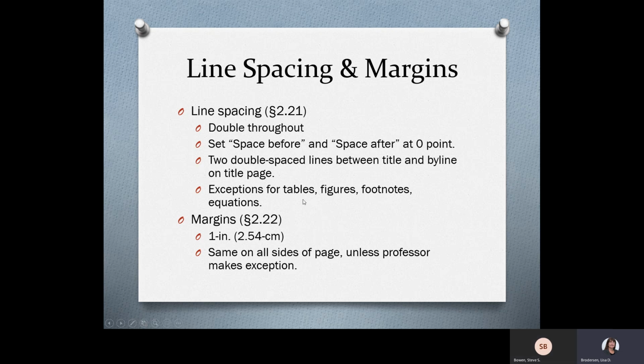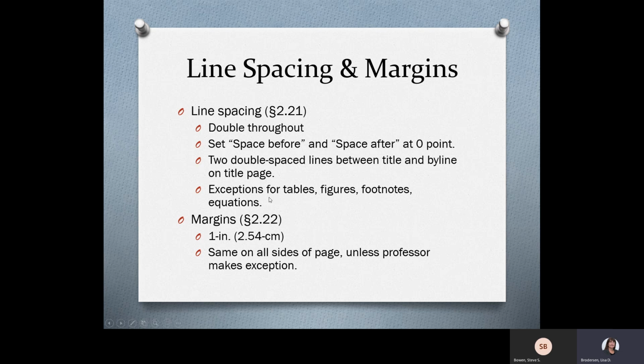So regarding line spacing and margins, it's double spacing throughout. So always use double spacing. You should also pay attention to the space before and space after settings, and those should be set at 0 point. And when I do the demo for setting up an academic paper, I'll show you what I mean by that. You should have 2 double space lines between the title and the byline on the title page. So there's a little extra distance between those elements of the title page.